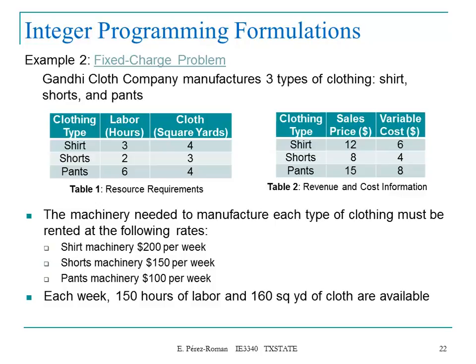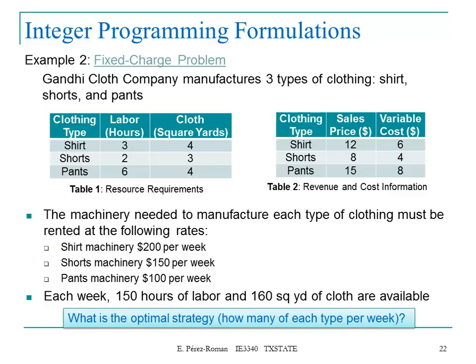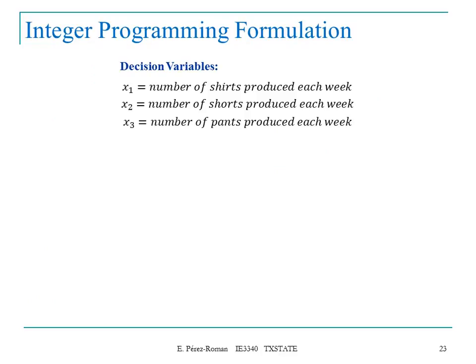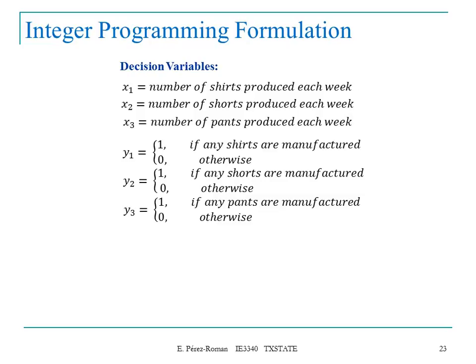This is a production problem. You want to know how many units you want to produce of each type of clothing. So you want to know if you want to produce 50 shirts, 20 shorts, and 100 pants. That's your decision: how many of each unit you're going to produce. So what will be the optimal strategy? How many of each type are you going to produce per week? Your decision variables: number of shirts produced per week, number of shorts produced per week, and number of pants produced per week. You also need to consider a second group of decision variables, and you will see why this is useful.